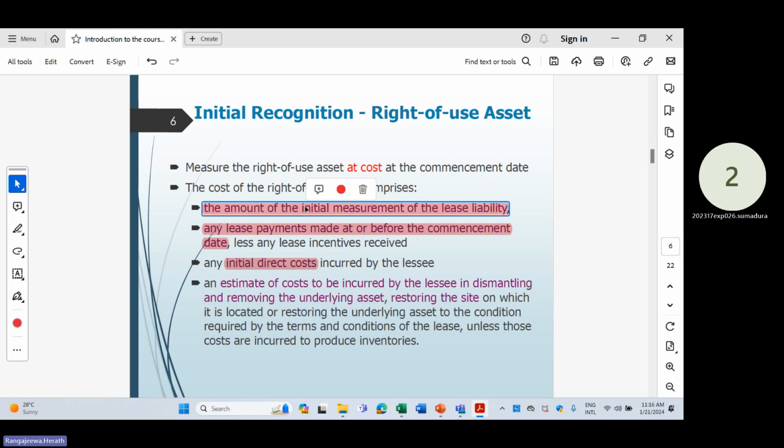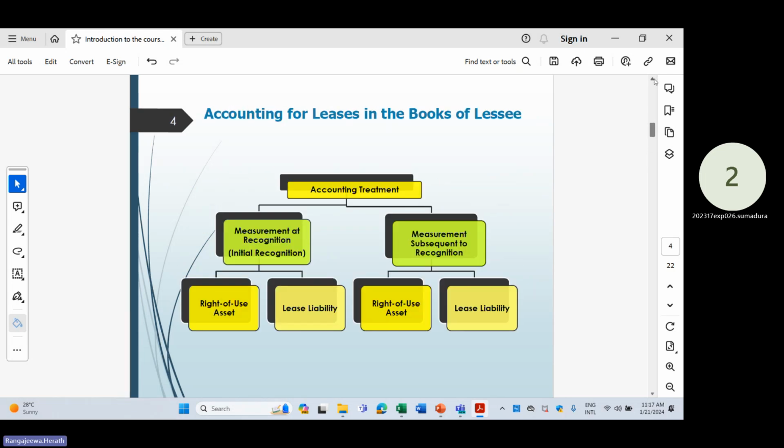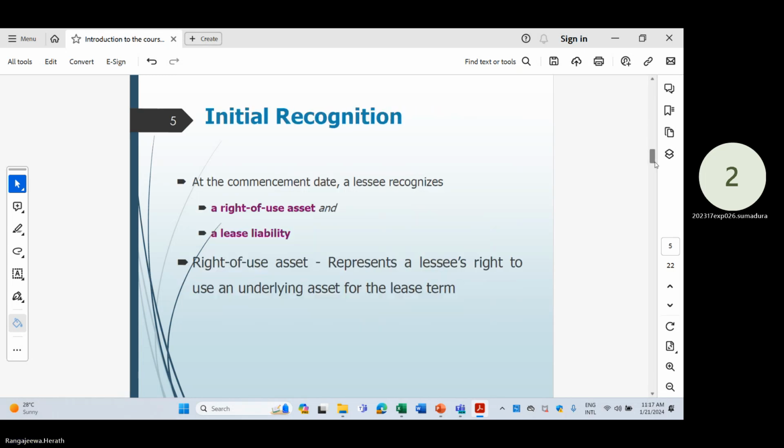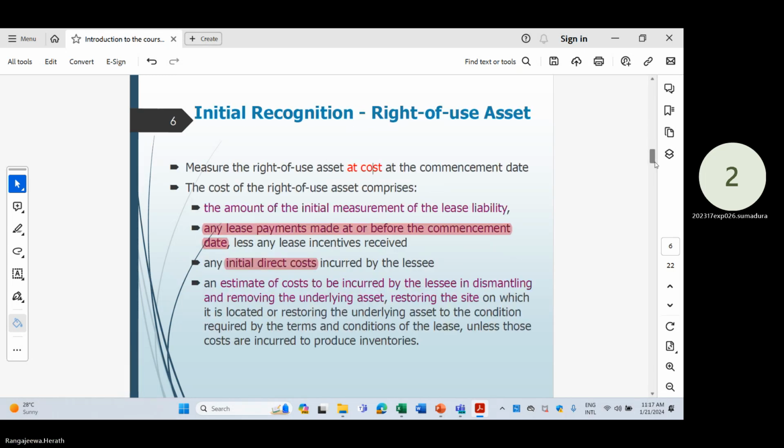Now, the lease asset, we call it the right of use asset. How do we measure the right of use asset? The right of use asset is measured initially at cost. What does this cost include? The amount of the initial measurement of the lease liability. When you enter into a lease, there is a right of use asset and a corresponding lease liability. The amount you credit to lease liability is debited to the right of use asset.